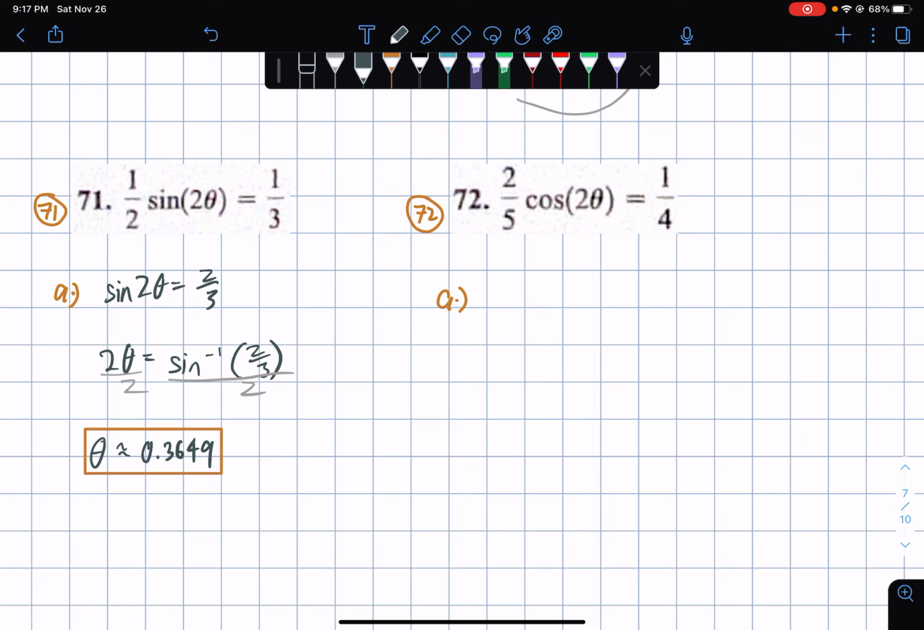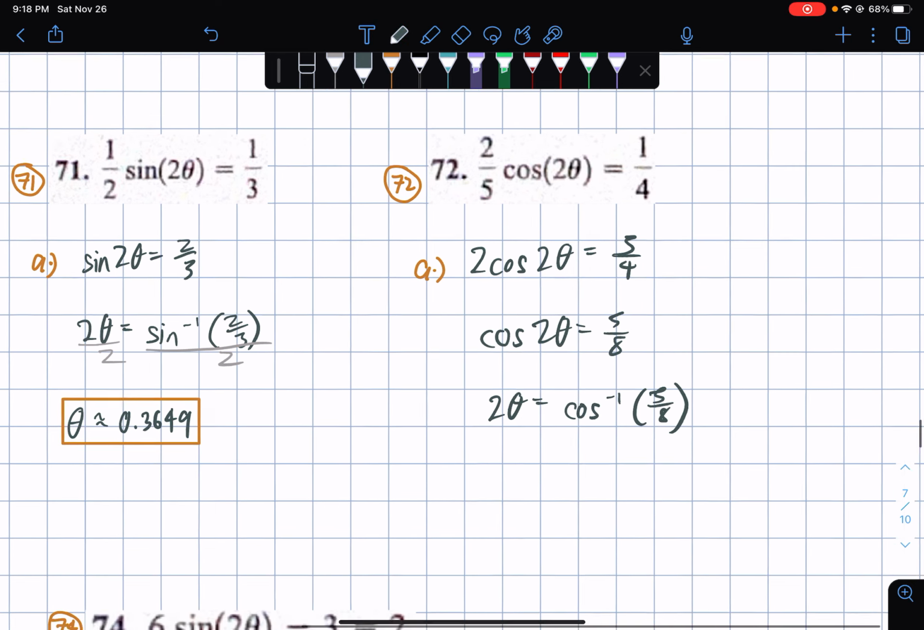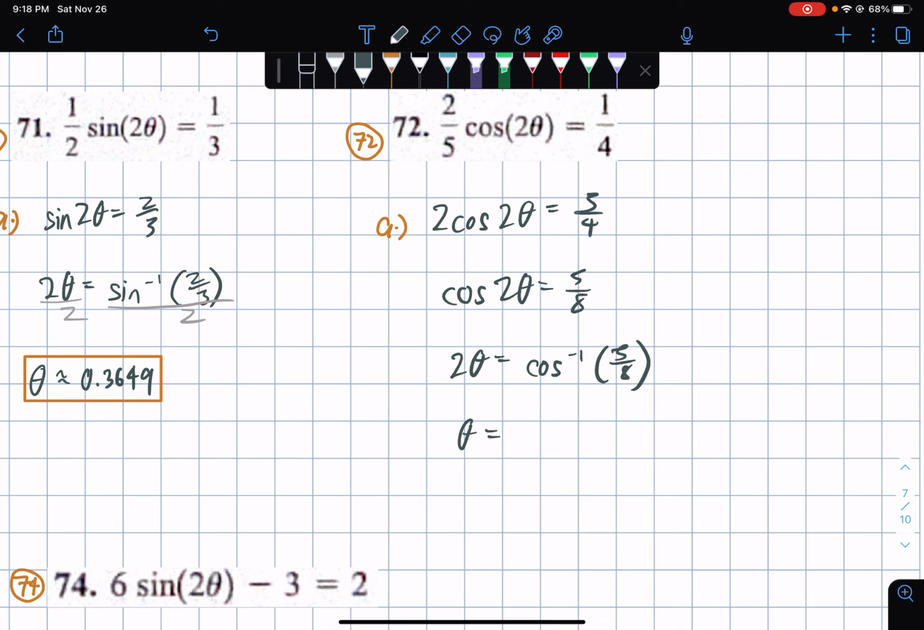For 72, we multiply both sides by 5, divide both sides by 2. Express 2 theta with arccosine 5 over 8. Theta is equal to approximately 0.4478.